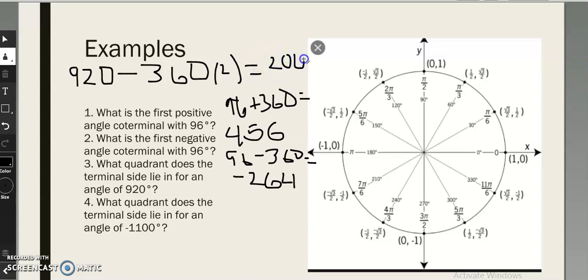All right, so let's look for where 200 is on my unit circle here. So I have 180, so 200 is right here. So this is quadrant 1, 2, 3. So that means that this is in quadrant 3.